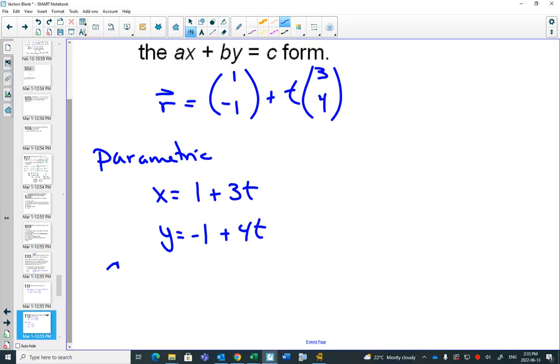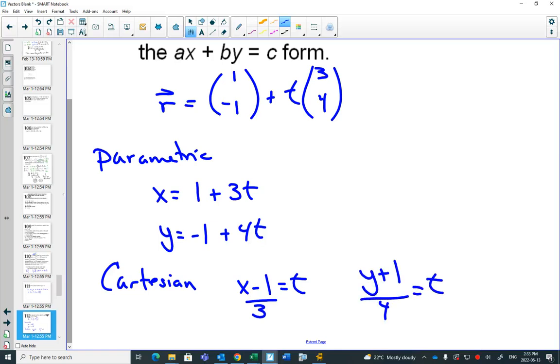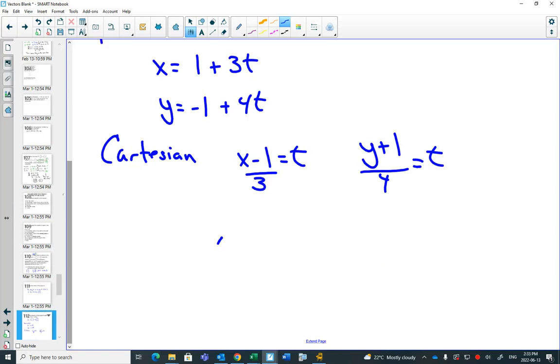And then to get the Cartesian form, you have to solve for t in both of them. So in equation 1, you can get t by itself by moving the 1 over and dividing by 3. In the second equation, you can get t by itself by adding 1 to both sides and then dividing by 4. So that would allow you to equate them. And now we have our Cartesian form.